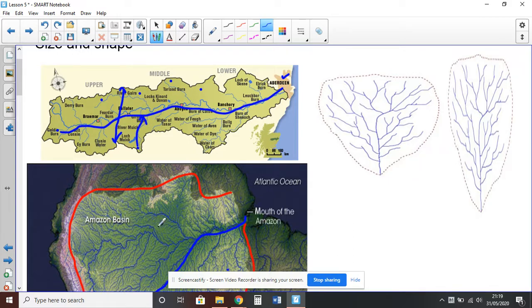So it's not just the size of the drainage basin that's important, it's actually the shape. Here you can see quite a wide drainage basin, so this would take much longer for water to drain to the main channel. Whereas in this narrow drainage basin, a bit like the River Dee on the left-hand side of the screen, water will never take long before it gets to the main channel.